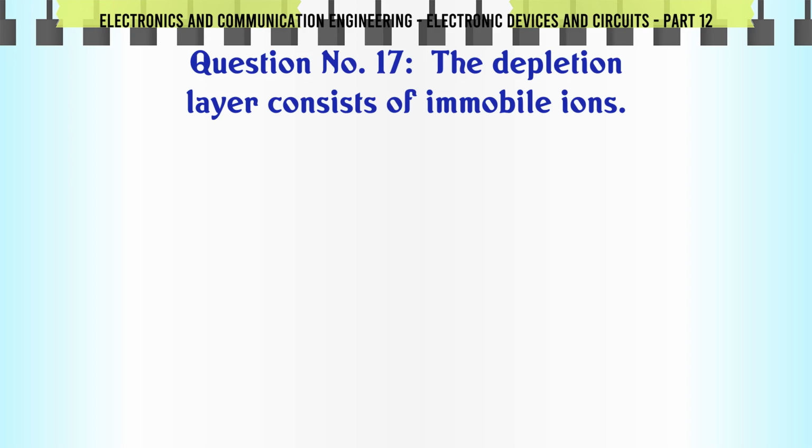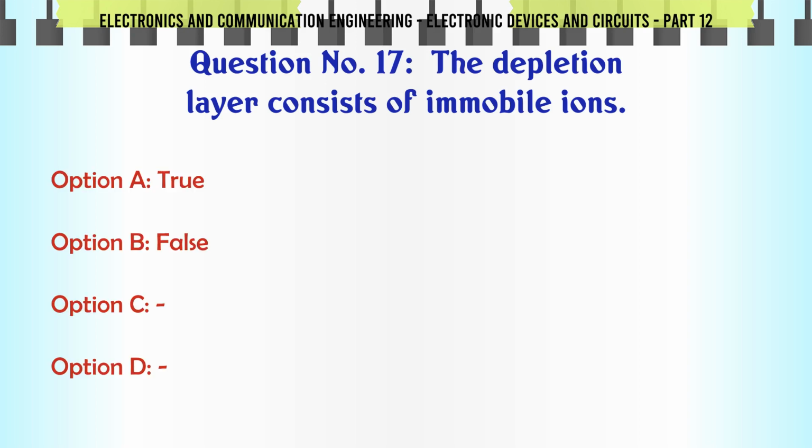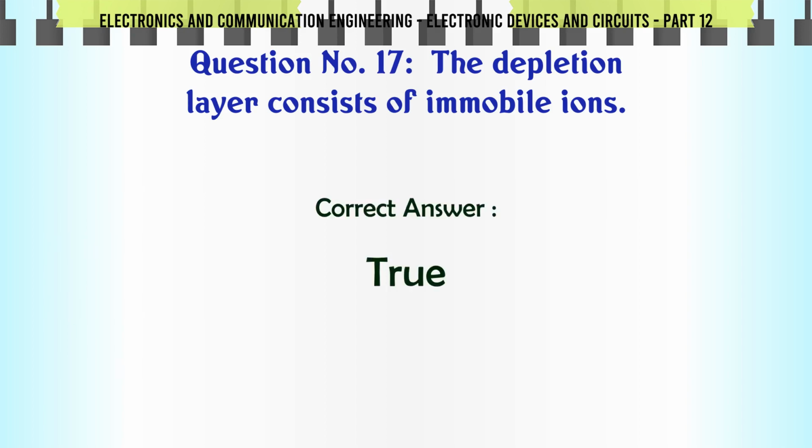The depletion layer consists of immobile ions. A. True, B. False, C., D. The correct answer is true.